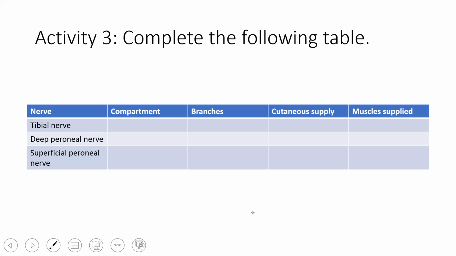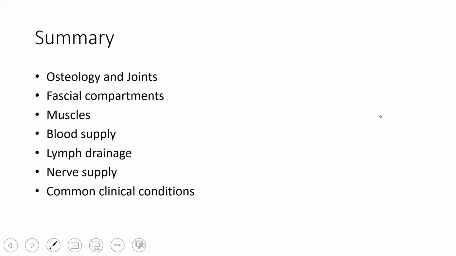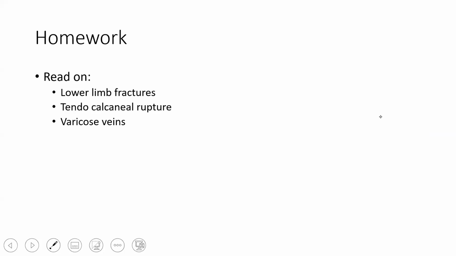Then another small activity for you. For each of the nerves, you can mention the compartment, the branches, the cutaneous area supplied to them, and the muscles. So in summary, we talked about the osteology and the joints, about the fascial compartments, the muscles, the blood supply, about the lymph drainage, the nerve supply, and some common clinical conditions. Right? So at home, you can read about limb fractures, about tendocalcaneal rupture, and varicose veins.